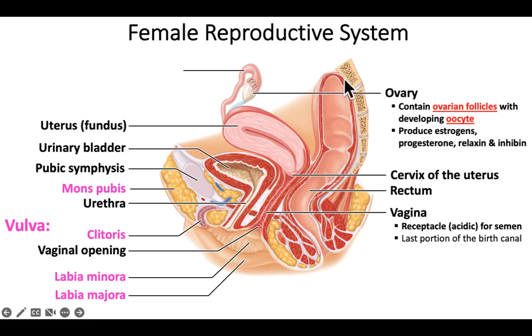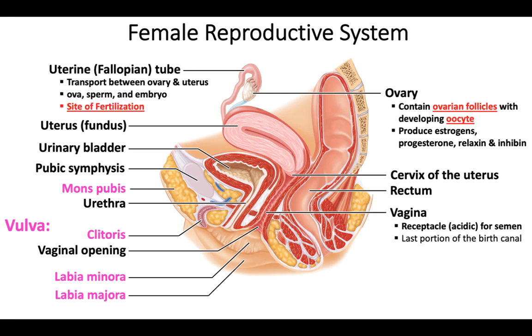There's an ovary. Ovary, again, is the female gonad. Inside that ovary, we're going to find ovarian follicles, which are these little containers for the developing oocyte or egg. And the ovary produces hormones, estrogen, progesterone, relaxin, and inhibin. The uterine tube or fallopian tube is positioned in order to receive the ovulated oocyte. So it has these little finger-like structures called fimbriae. Here's the actual tube portion.